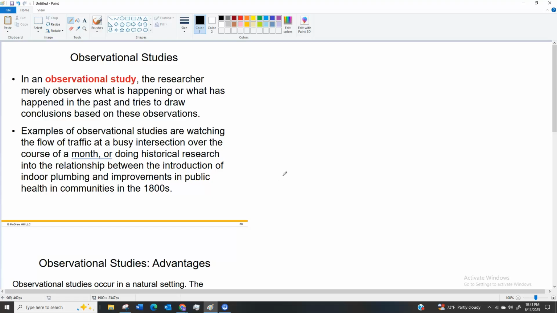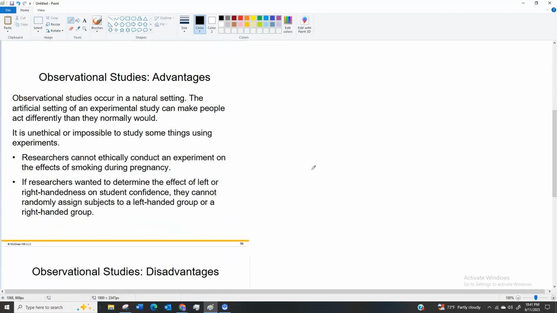Those types of things are what's known as observational studies. There's no treatment, there's no control group and treatment group. You're just watching what is there. The advantages to that is they do occur in a natural setting, and the artificial setting of an experimental study can make people act differently.